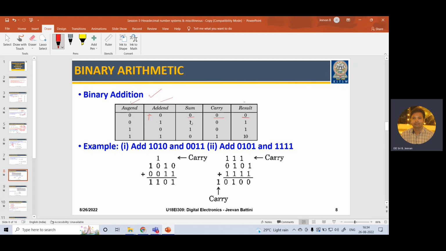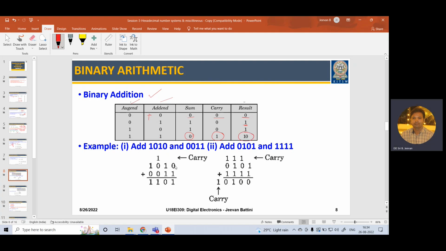0 plus 1, sum is 1, carry will be 0. Overall result is 1. 1 plus 0, sum 1, carry 0, overall result 1. 1 plus 1, this is very important. Sum is 0, carry is generated as 1, and the overall result is 1, 0.